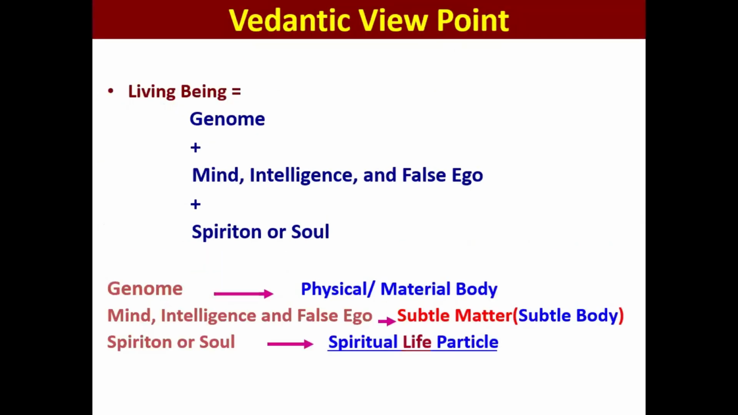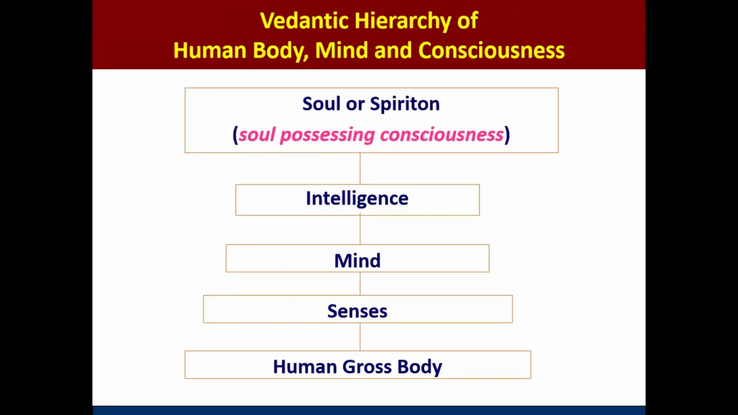So the Vedantic viewpoint on life is that a living being is a combination of genome plus mind, intelligence and false ego, and spiriton or soul. Genome here means the physical or material body, and mind, intelligence, and false ego are the subtle matters, the subtle body, and spiriton or soul is the spiritual life particle. Without the spiritual life particle, there is no life.